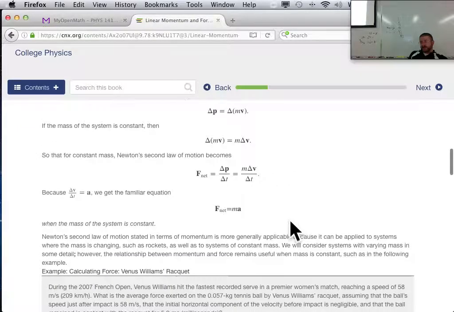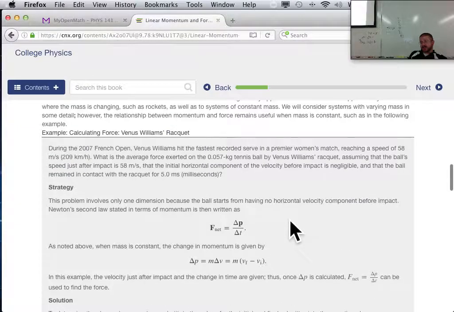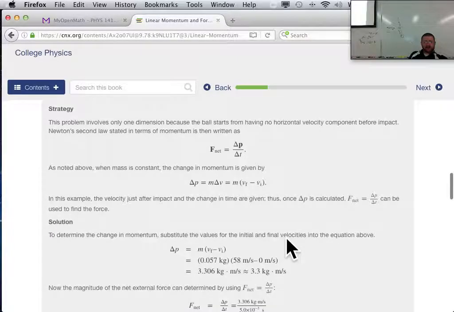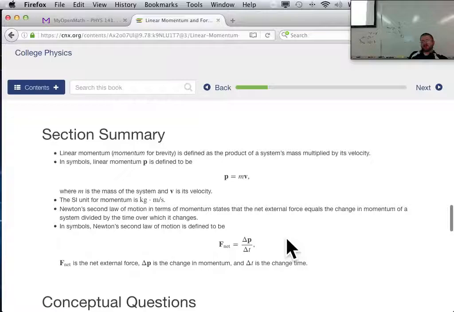And the force, of course, is also a vector quantity. So if you apply a force in a particular direction, the direction of that force will determine the direction of the change in momentum as well. And here we use the force-momentum equation to calculate a racket speed, or the force of a racket on a ball, in this section. But these are the two main equations that we get out of this section.